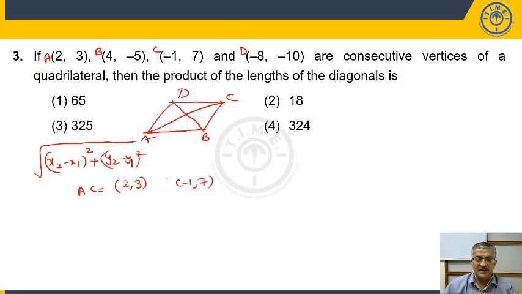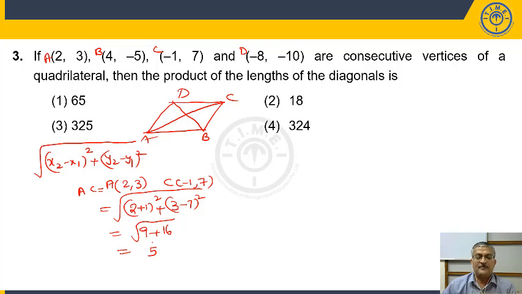A is (2,3), C is (-1,7). We apply the formula 2 minus of minus 1. That is 2 plus 1 whole square and 3 minus 7 whole square under root. So 2 plus 1 is 3, square is 9, 4 square is 16. So what is the answer? It is simply root 25 is 5. So AC length is 5.